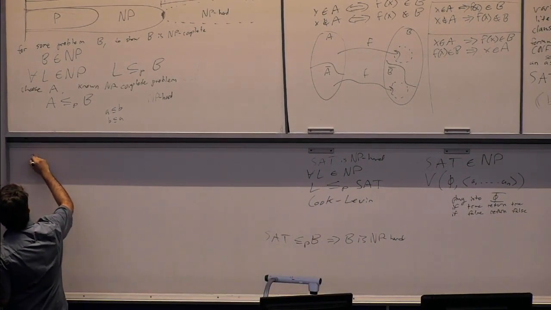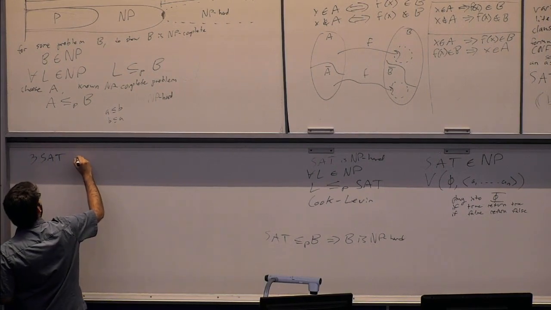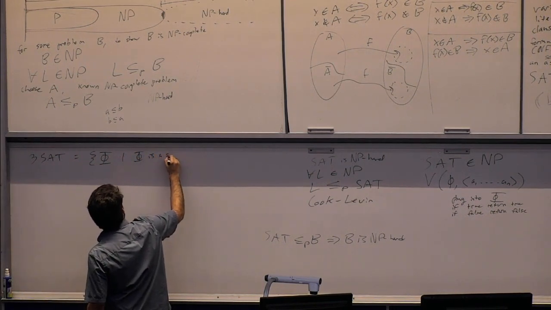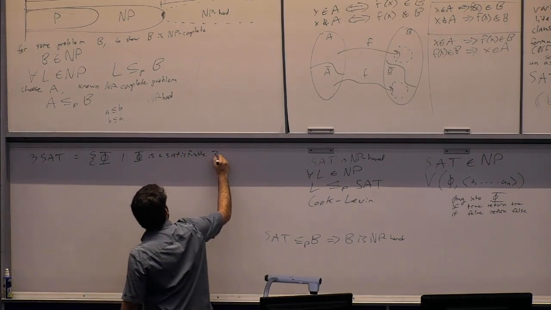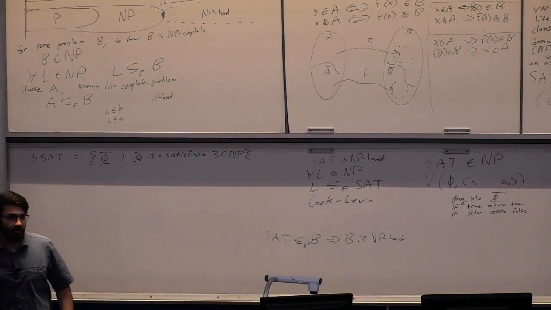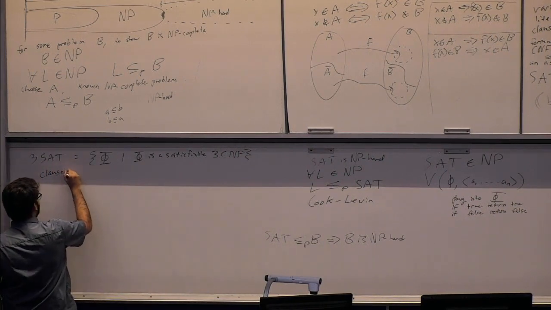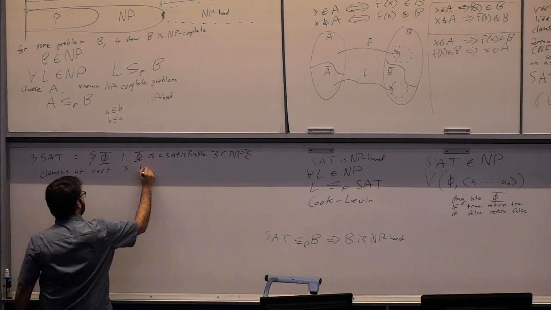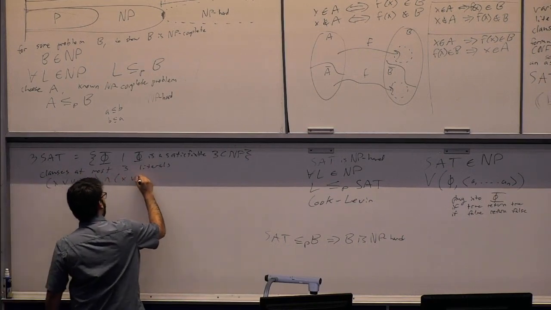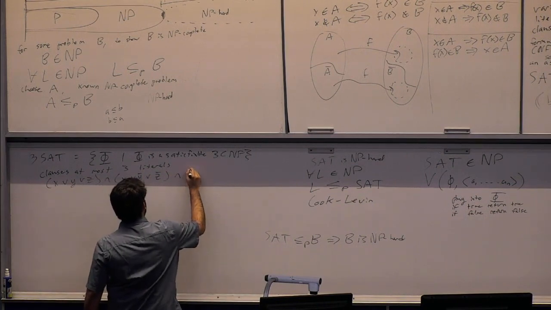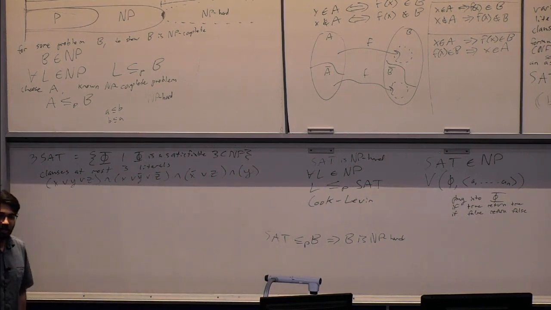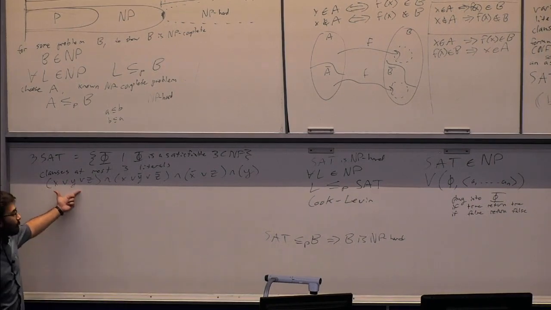So 3SAT is the set of formulas phi such that phi is a satisfiable 3CNF. Now what is a 3CNF? A 3CNF is one whose clause length is at most 3. So for example, (x or y or z) and (x or not y or not z) and (not x or z) and (y). Something like this, right? That's a 3CNF because every clause has length at most 3. The length of a clause is the number of literals in it.